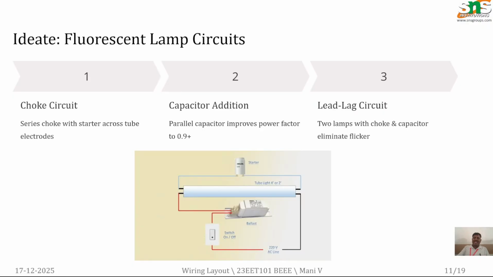Once the electrodes get heated, it starts producing UV light. Then the phosphor converts the UV light into visible light. Okay, so this is the main concept of the fluorescent lamp.